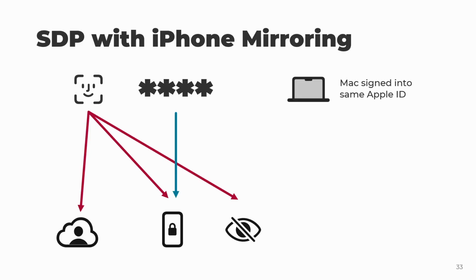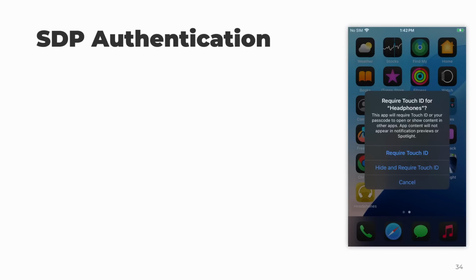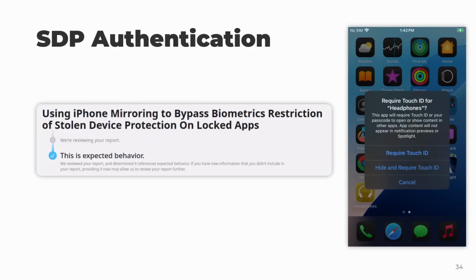But if we now enable stolen device protection and look at that in combination with iPhone mirroring, it becomes far more interesting. Because if we have another Mac that is signed into the same Apple ID, we only need the PIN to pair the iPhone to that Mac, which then for some reason allows us to access these hidden and locked apps, which I again found quite weird and reported to Apple, and was told, again, this is supposed to be expected behavior.